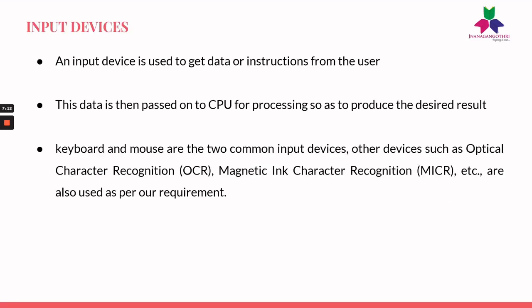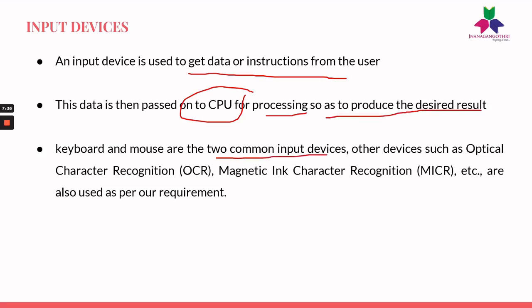Input devices. So an input device is used to get data or instruction from the user, as mentioned earlier. This data is then passed on to the CPU to perform some processing, that is some operations on the data, so that the result can be given. Keyboard and mouse are two common input devices. There are other devices too, such as OCR, which is known as optical character recognition, and magnetic ink character recognition, abbreviated as MICR, which can be used as per the requirement of the scenario.